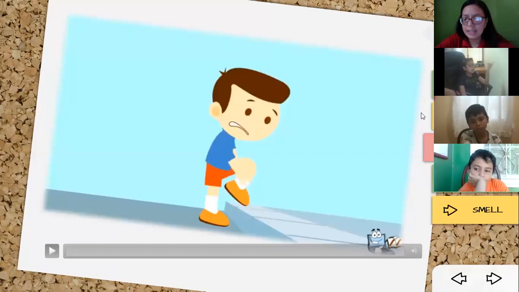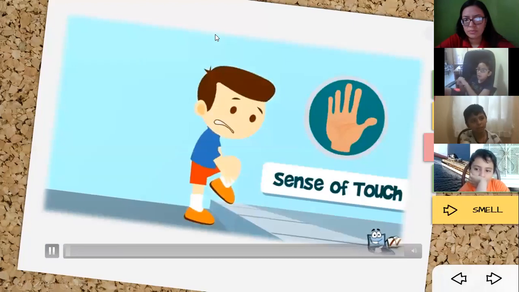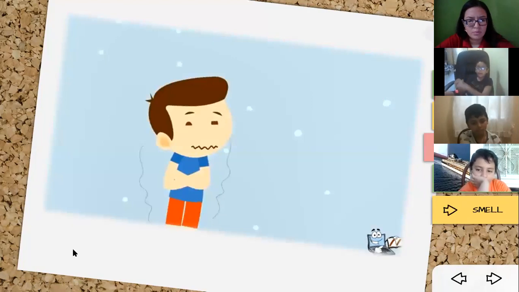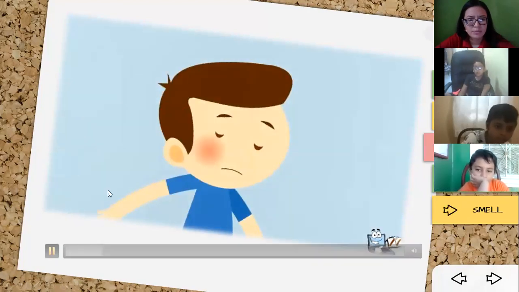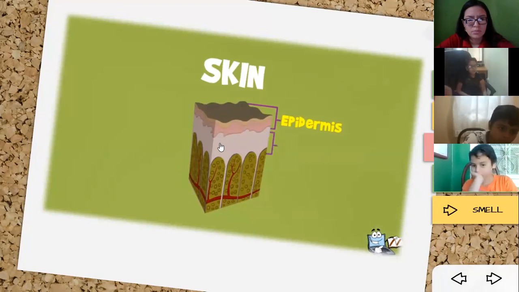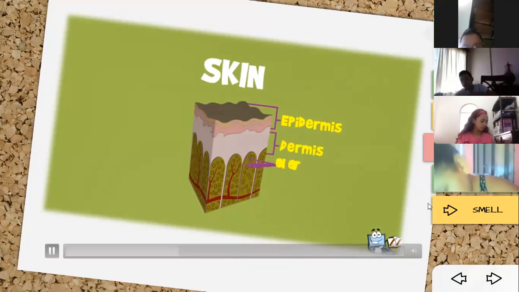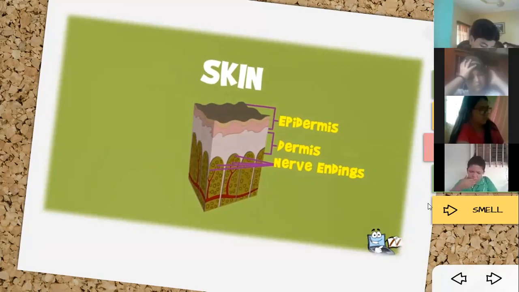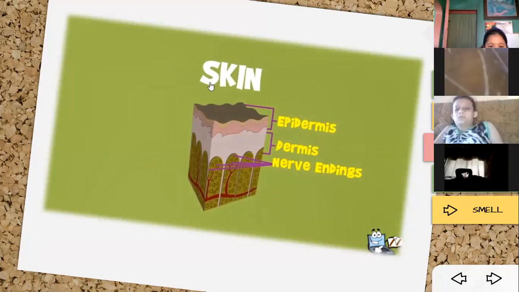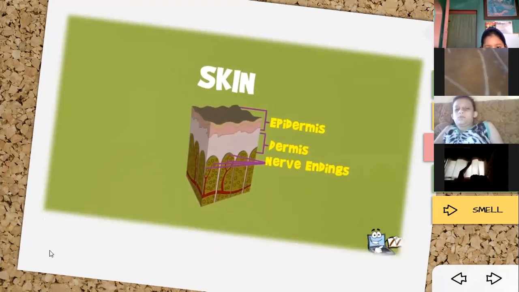Okay, let's see how the skin works in our body. How does our sense of touch work? We can feel hot and cold, pain and pressure all through our skin. Now look closely. The skin has many layers. The inner layer is known as the dermis. The dermis has so many nerve endings. These nerves can send and receive information to the spinal cord and brain. The spinal cord and the brain tell us what to do next.